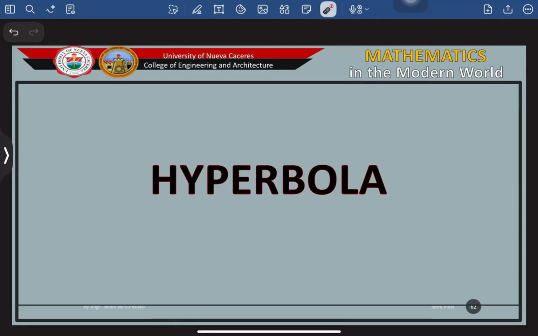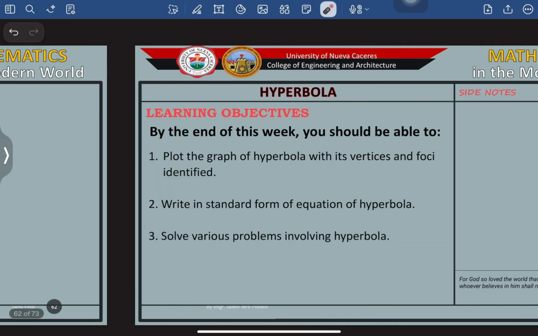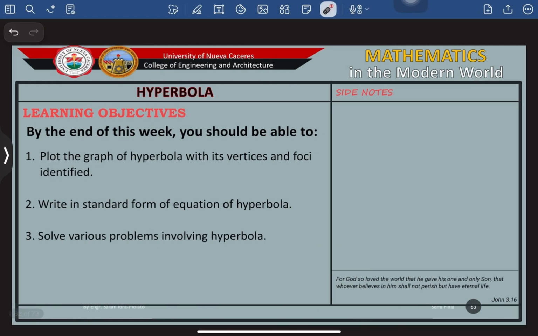Hi class. So we've tackled circles, ellipses, and parabolas. Now we'll get completely familiar with the hyperbola. By the end of this lesson, you'll be able to plot the graph of a hyperbola with its vertices and foci identified, write the standard form of the equation of a hyperbola, and then last is to solve various problems involving hyperbola.